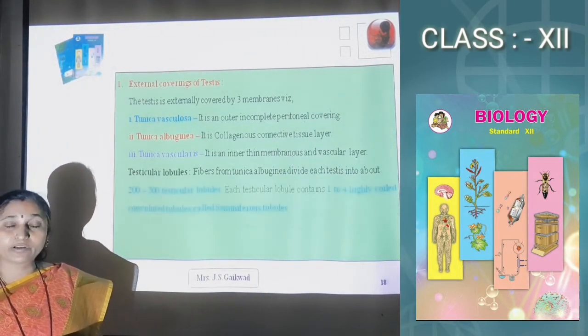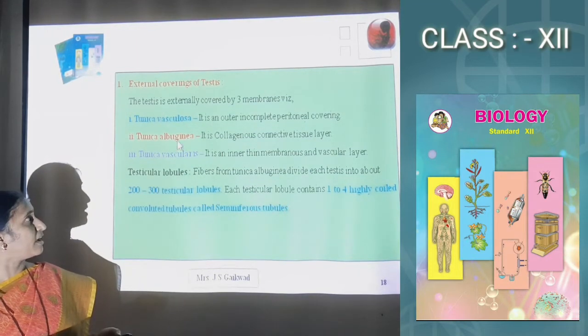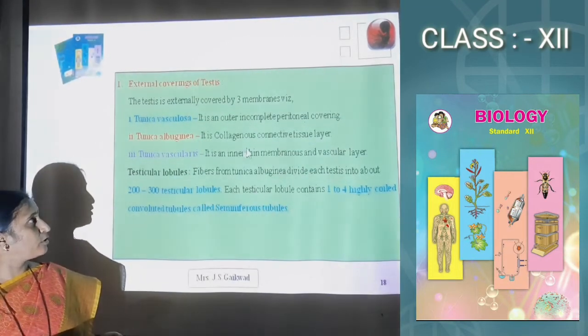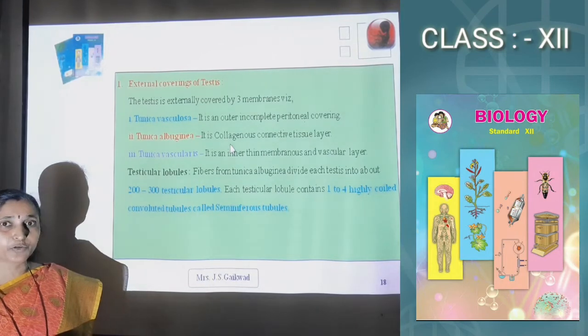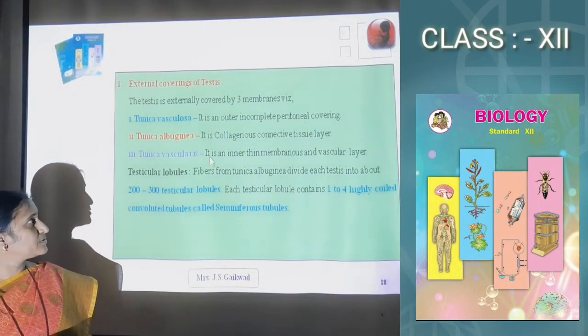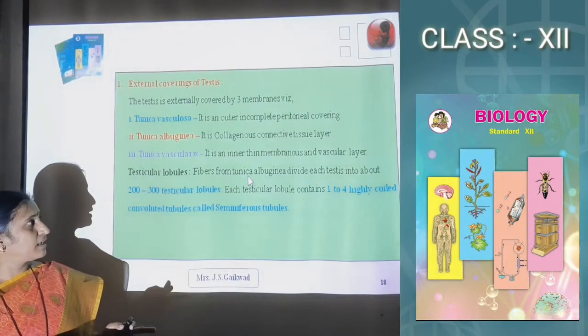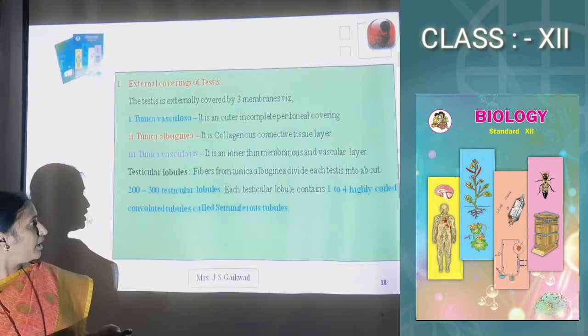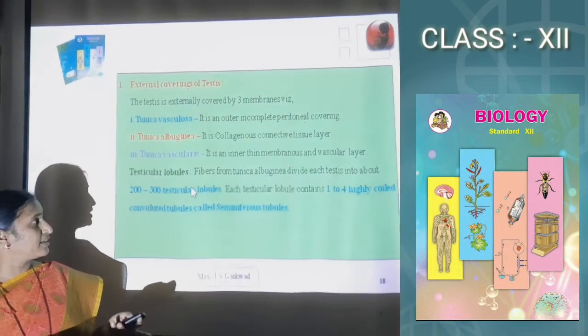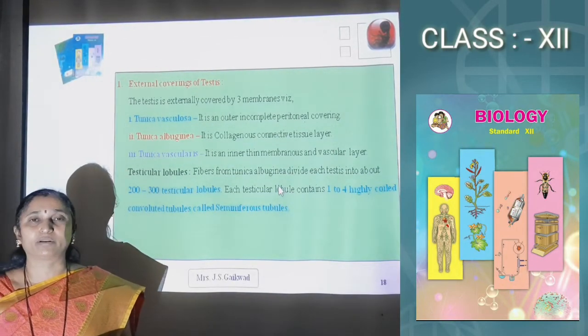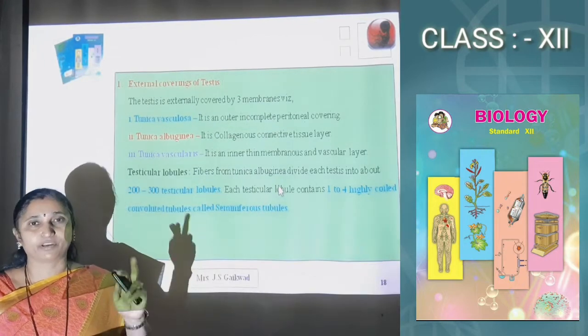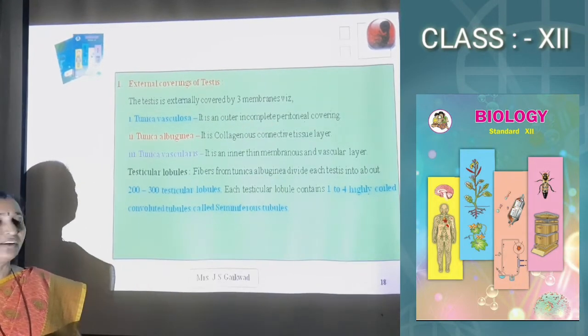Next, testicular lobules. From the tunica albuginea, it is a white fibrous collagen. What is collagen? It is a connective tissue. It is a white fiber. These white fibers enter into the testes and divide it. This tunica albuginea divides each testis into 200 to 300 testicular lobules, and each testicular lobule contains 1 to 4 seminiferous tubules, which are the structural and functional unit of the testis.